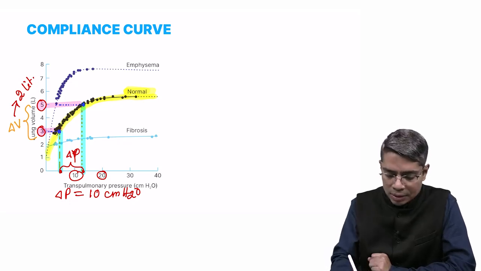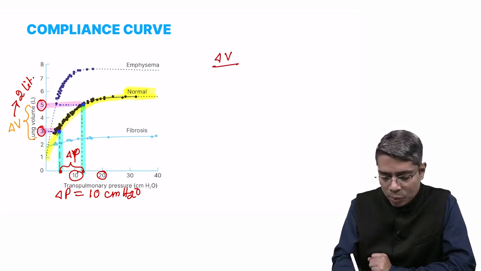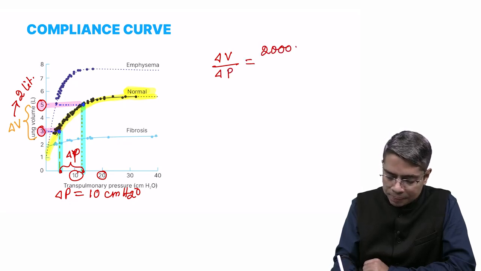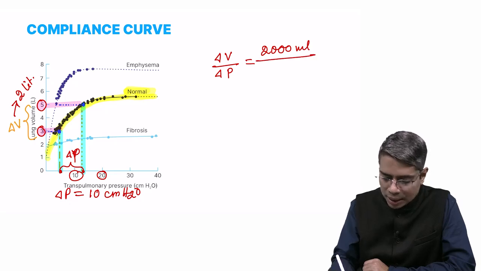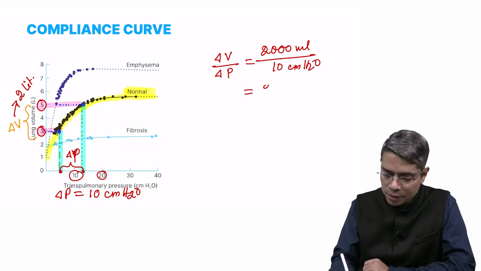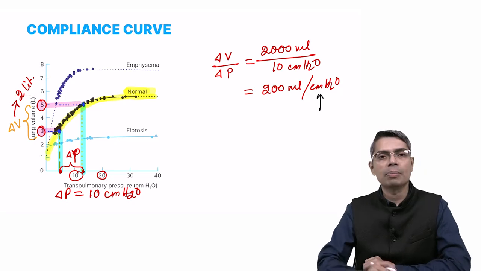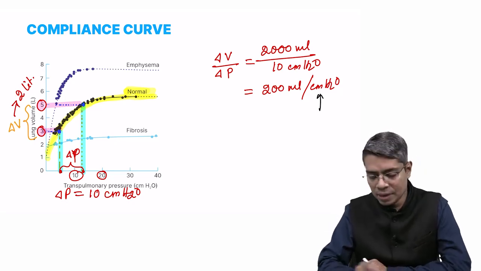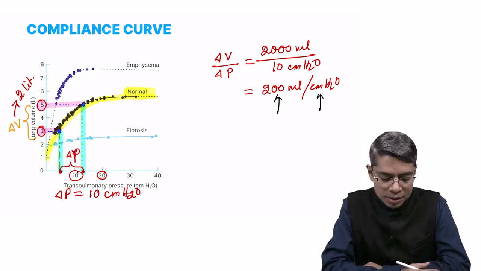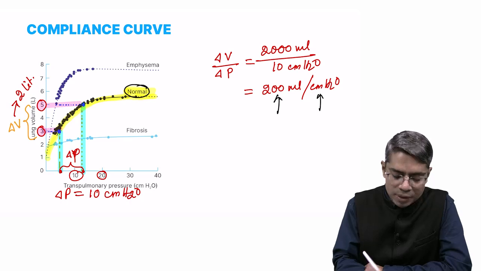So easily I can calculate delta V upon delta P. Delta V is 2000 ml, 2 liter, and this is 10 centimeter of water. So how much is the compliance of this person? 200 ml per centimeter of water. It means if you change the pressure inside this person's lung by 1 centimeter of water, then 200 ml volume expansion is going to happen in the lung. So this is the meaning of compliance in this normal person.